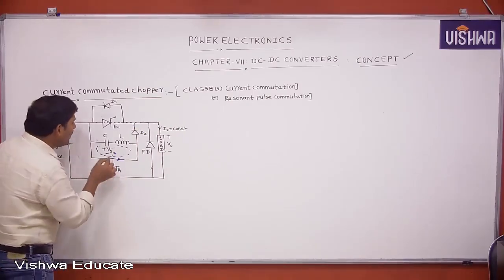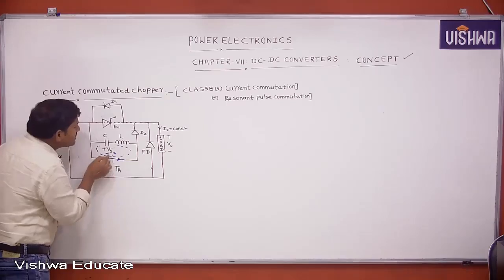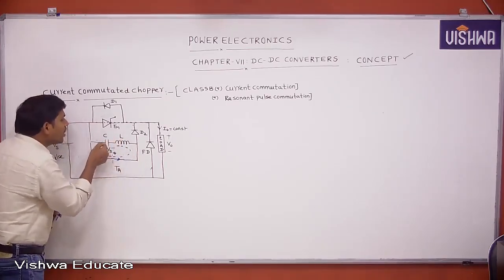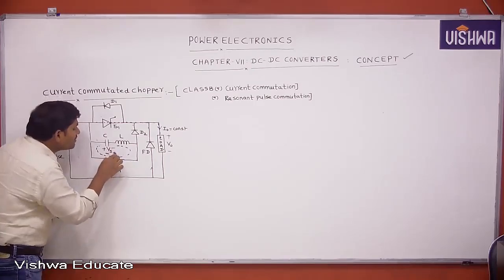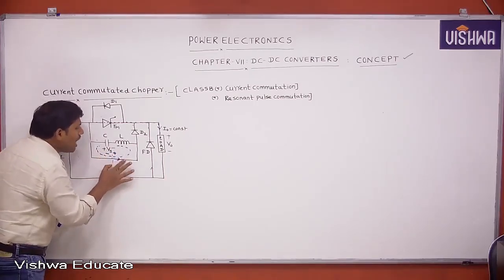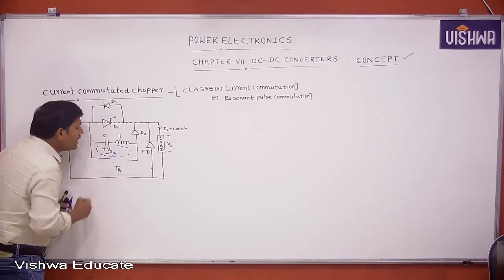But point to remember, whenever the auxiliary thyristor is triggered, it starts the conduction. The auxiliary thyristor is conducting. Now the capacitor is discharging. This becomes positive and this becomes negative. Whenever this is negative and this is positive, the auxiliary thyristor is naturally commutated.